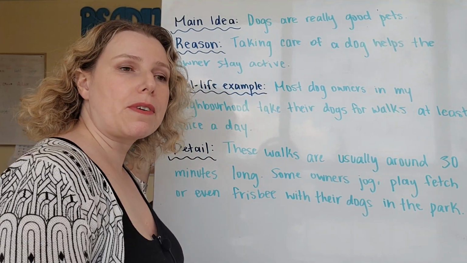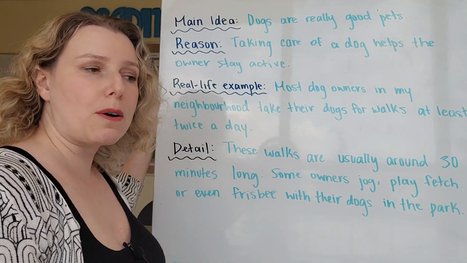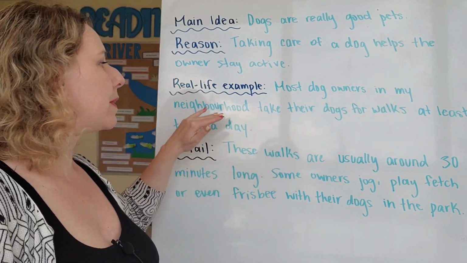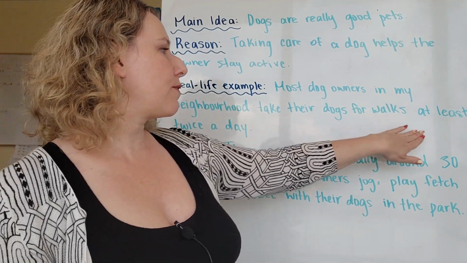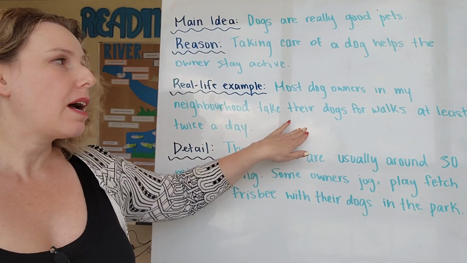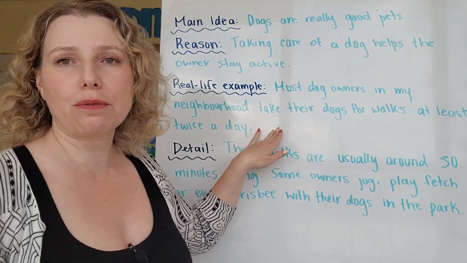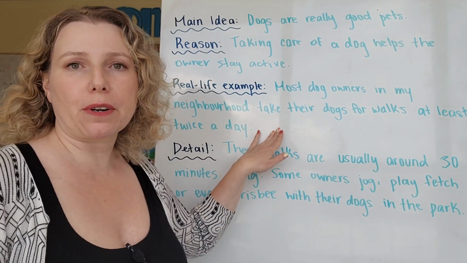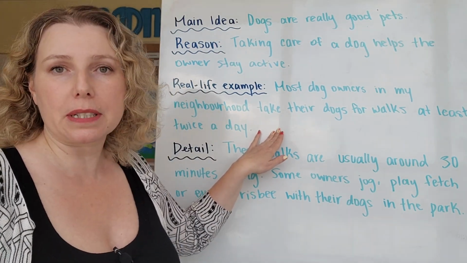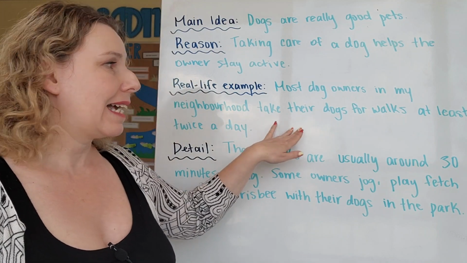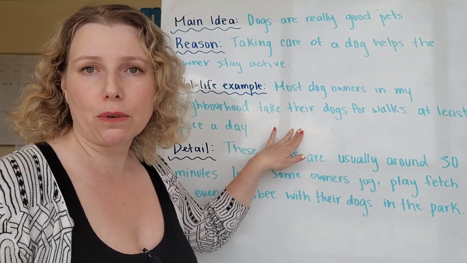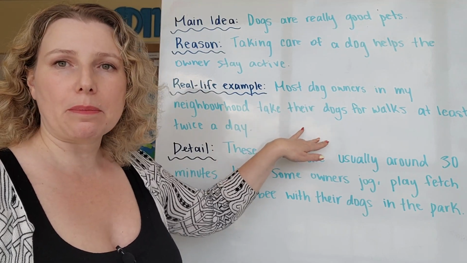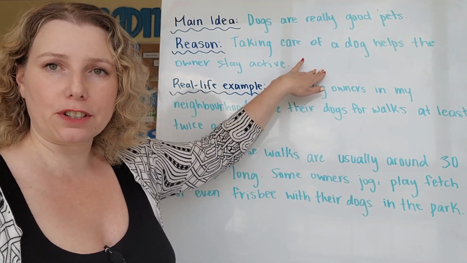Now, let's provide an example to show how this reason plays out in real life. Most dog owners in my neighborhood take their dogs for walks at least twice a day. This is an example because it's true, and because you can fact check it. If you are strolling through any residential neighborhood, you will see people walking their dogs. And if you own a dog or know someone who owns a dog, you will know that twice a day is minimal. This is a real life example that proves the level of activity for dog owners.